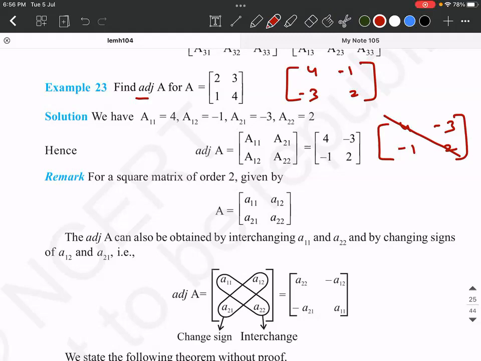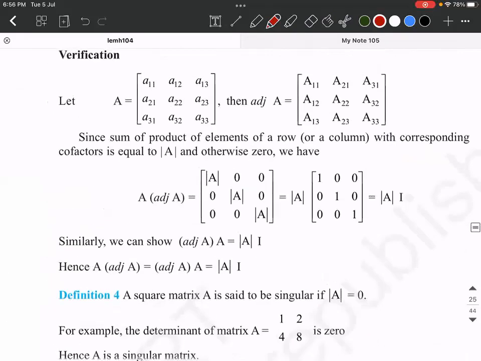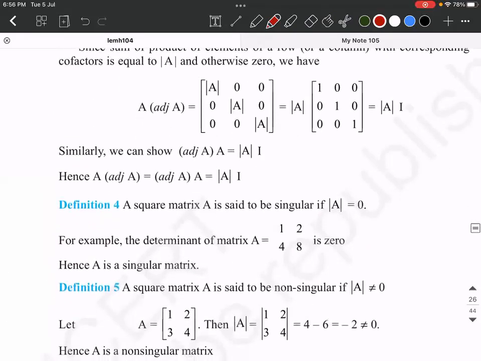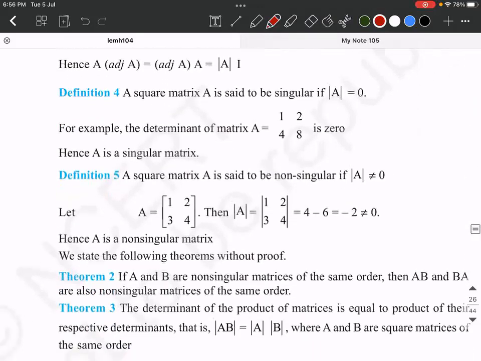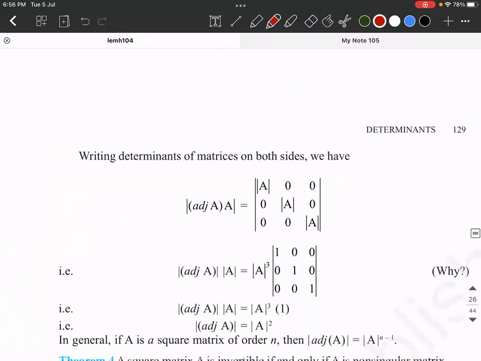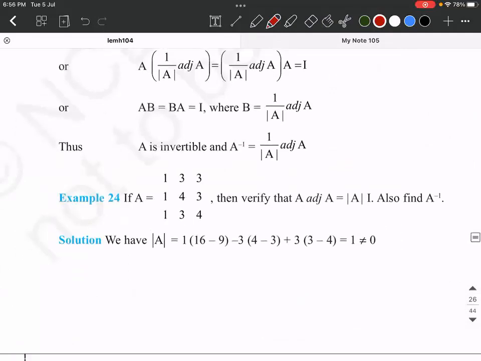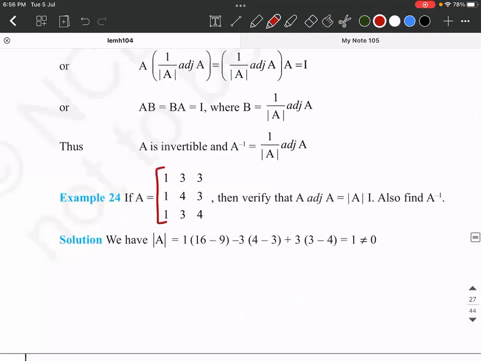Shall we proceed with the 3 cross 3 matrix? First, write down the adjoint for this: 1 3 3, 1 4 3, 1 3 4. Take those numbers and write them. Just write the adjoint, don't think anything beyond that.